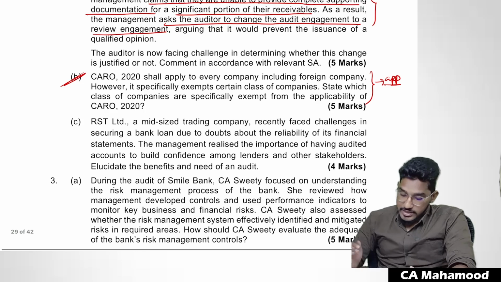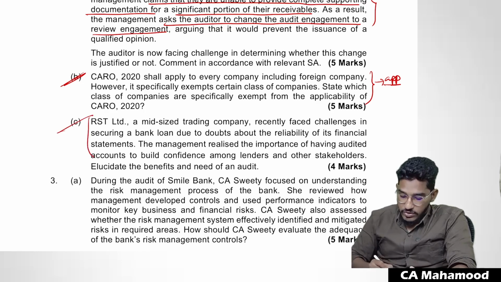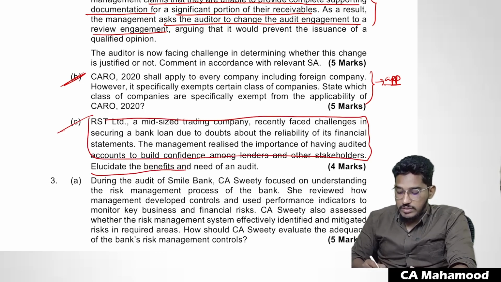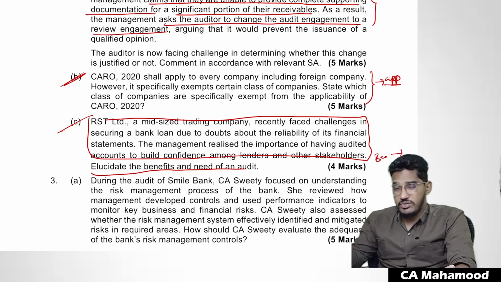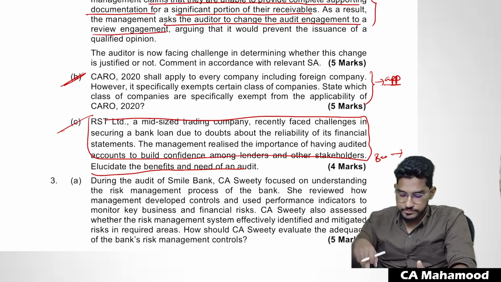Next. See, this question is also very straightforward. They have given a lot of information here, but even if you read the last line, you'll be able to write the correct answer. What are the benefits and need of an audit? From the nature, objective and scope of audit, what are the benefits of an audit? What is the need for audit? So we have advantages of audit. It will be helpful for negotiation of loans. It will protect the interest of the shareholders. So a few advantages like that are there. That is what you are supposed to write.